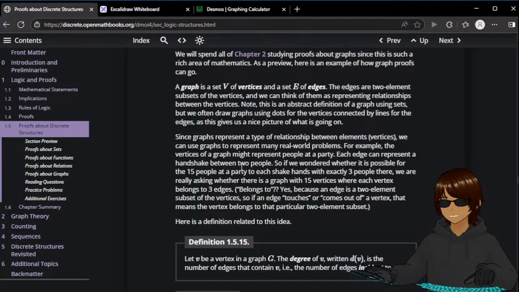Each edge can represent a handshake between two people. Maybe the edges can be a relation. So if you wondered whether it is possible that 15 people at a party each shake hands with three people there, we are really asking whether there is a graph with 15 vertices where each vertex belongs to three edges.